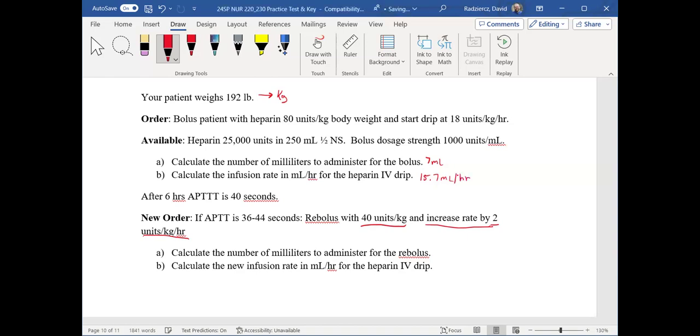So that was our original rate of infusion. And if I'm increasing it from 18 to 20, that's going to change the ml per hour. We're going to actually add more milliliters per hour than what we started with.